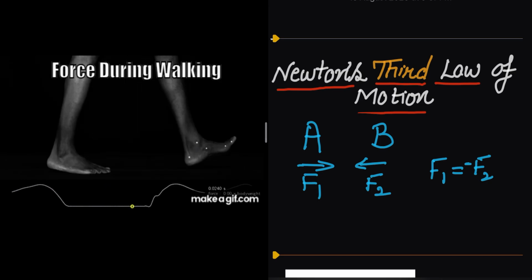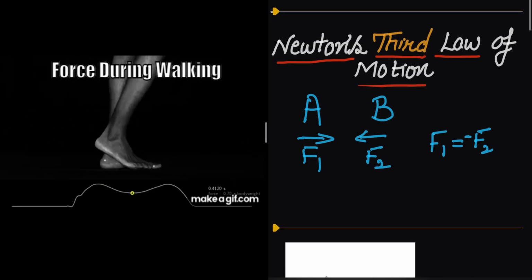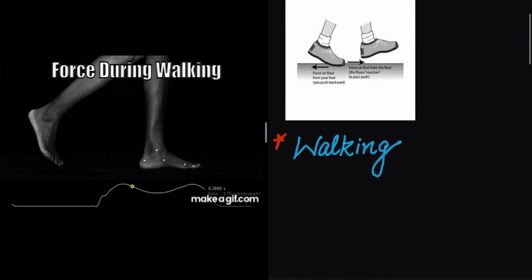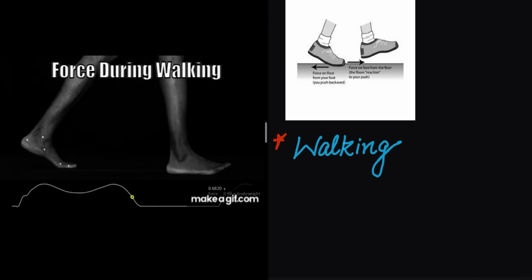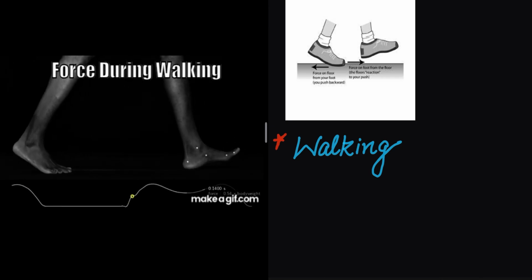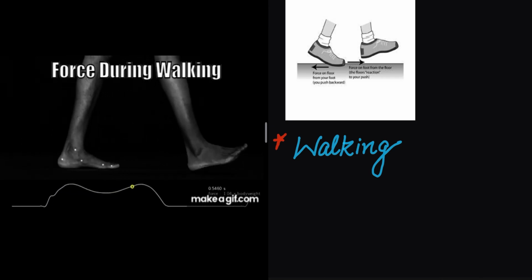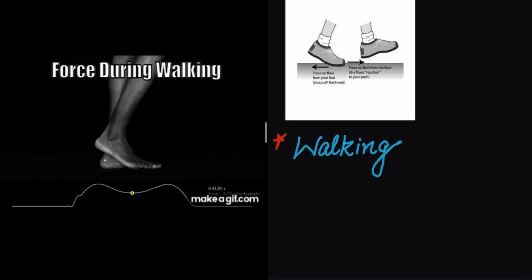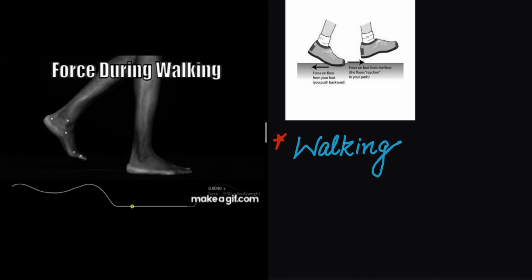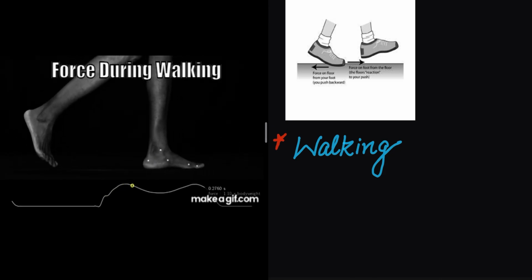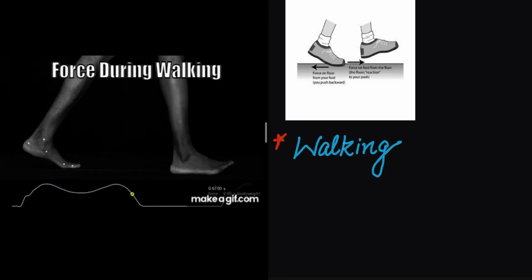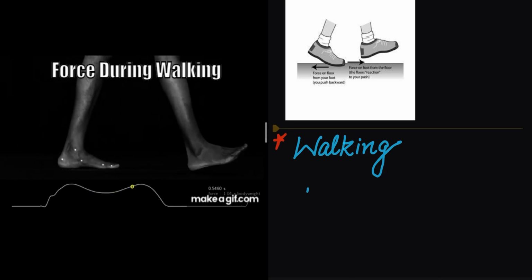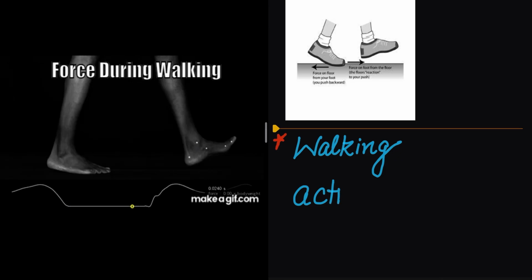Let's start discussing Newton's third law with the help of real life examples. First example, students, walking. What we are doing during walking, we are pushing the ground in a backward direction. As you can see in this video also, when we are walking, with our foot we are pushing the ground in a backward direction. That pushing is nothing but an action. What do we call that? That is action.